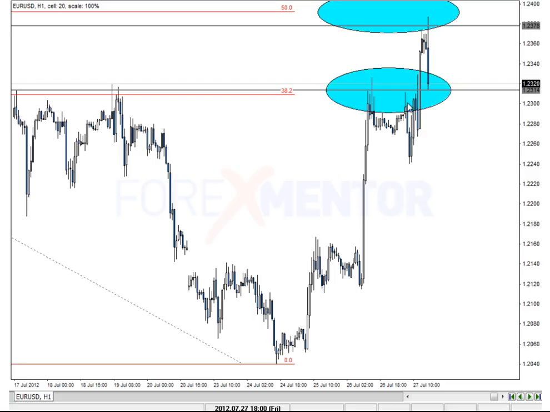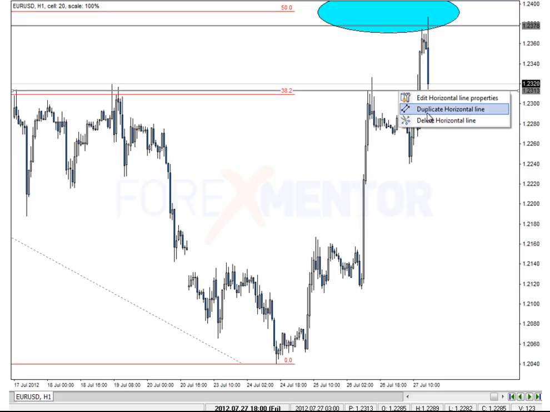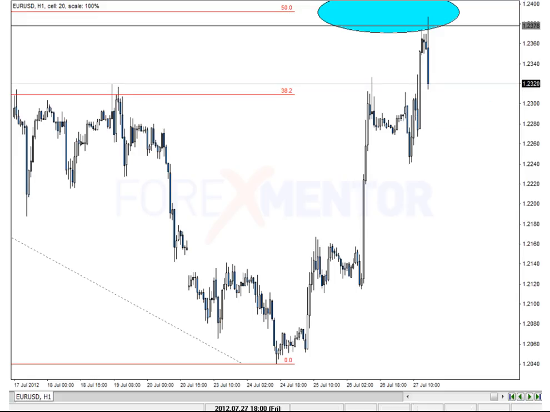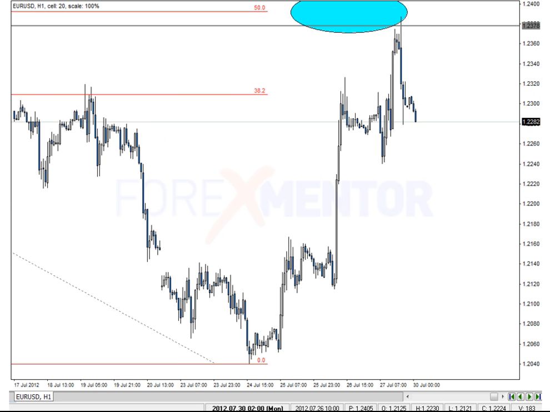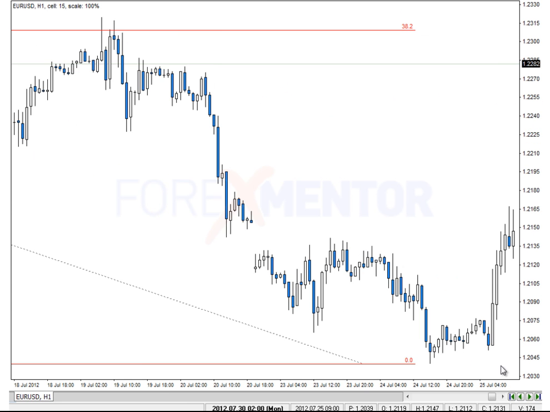So I'm going to just remove this ellipse. You can see that area, the 50, and that resistance area being hit. So just wait for some sort of confirmation in terms of patterns. Here we're going over the head and shoulders pattern and what to look for. And I'll just zoom this up.